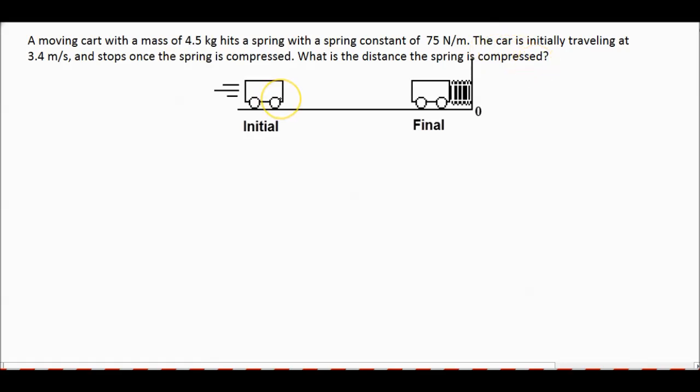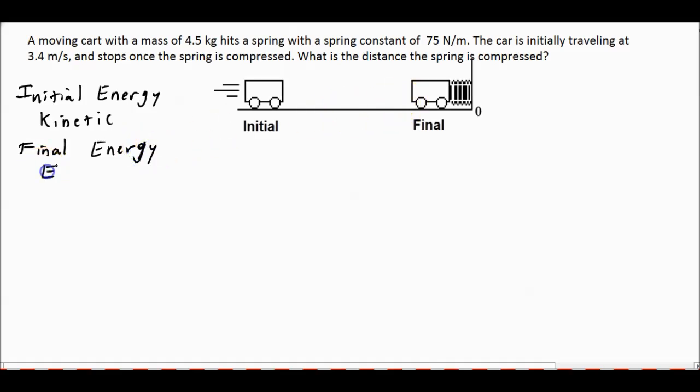So this is a before and after situation. The picture here is helpful because we can visualize it, but it won't always be there. So recognize that we have a before and an after. In this situation, the initial type of energy is, it's moving, so that's kinetic energy. And the final energy involves a spring. So the final energy type is elastic.